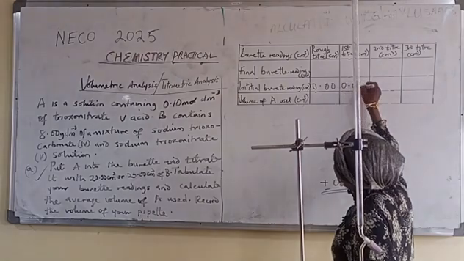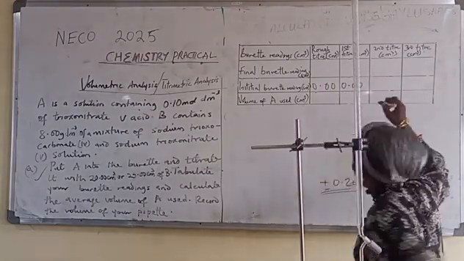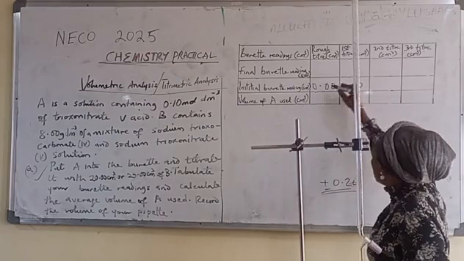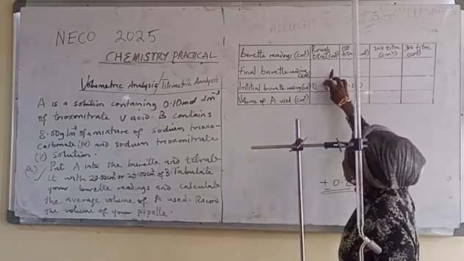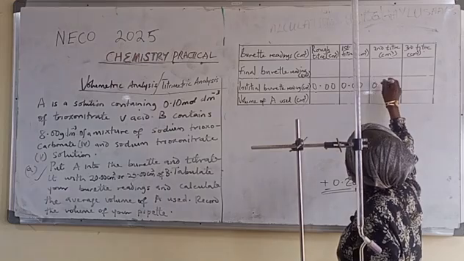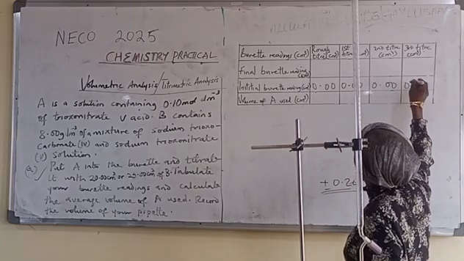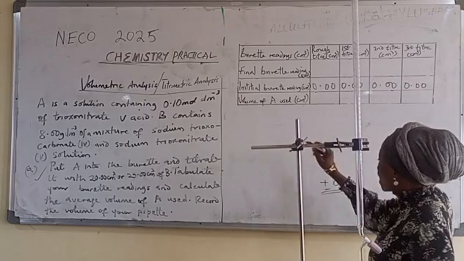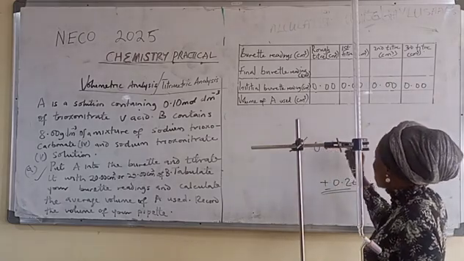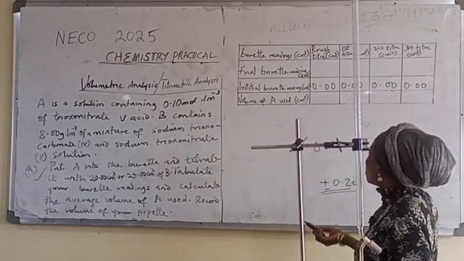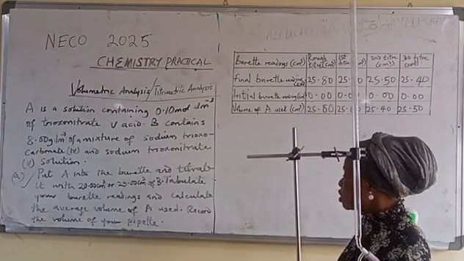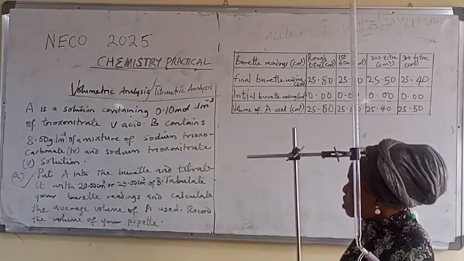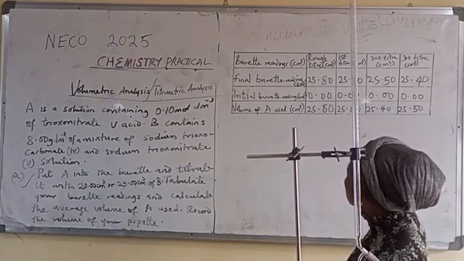Another thing you have to know here is that your titre values must be in two decimal places. All the values you are writing must be in two decimal places. You can see that I didn't write 0.0; I have to make it 0.00. Then take your direct readings, calculate the average volume of acid, and record the volume of your pipette.